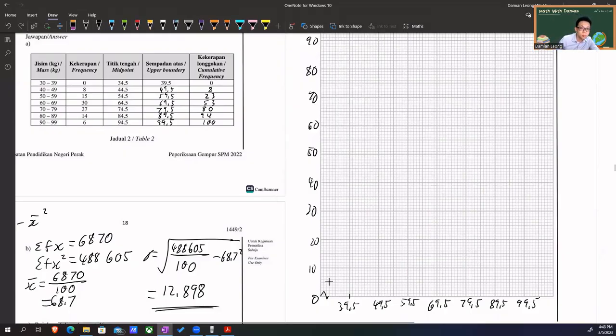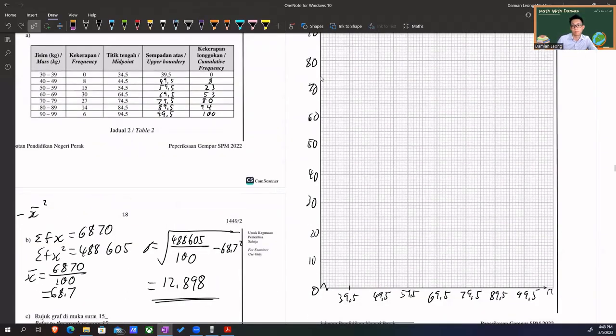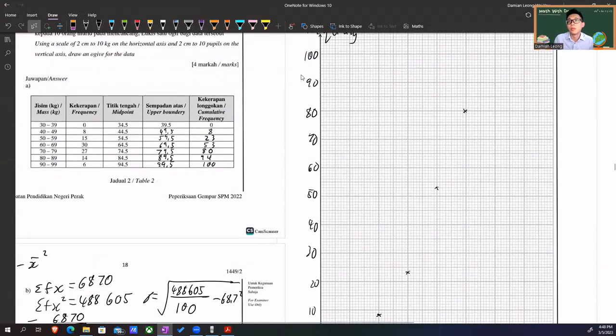Then the ogive curve will be like an S. So plot points, start from 0, then 8, 23, 53, 80, 94, 100. Yeah. So just draw the curve.